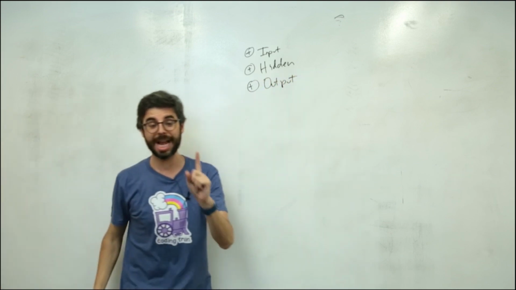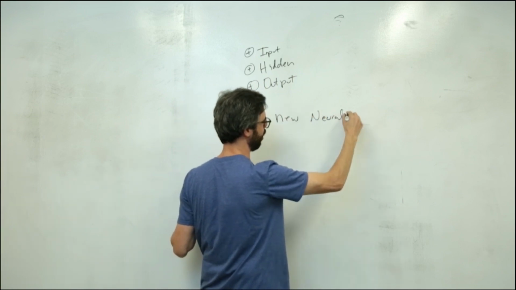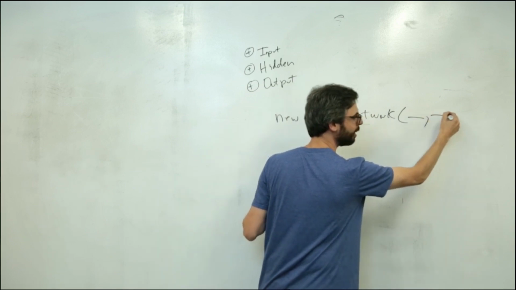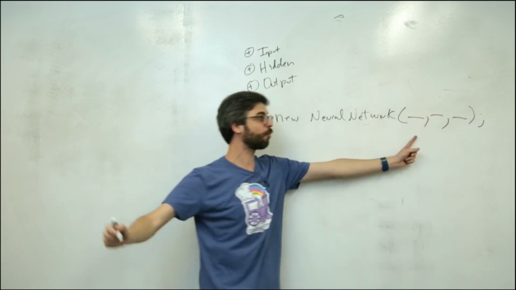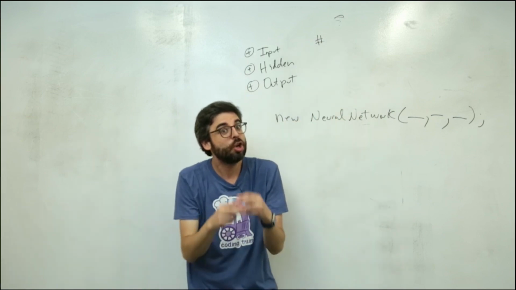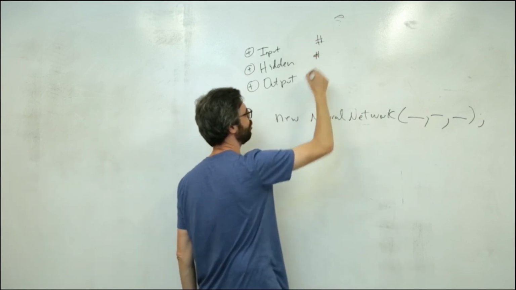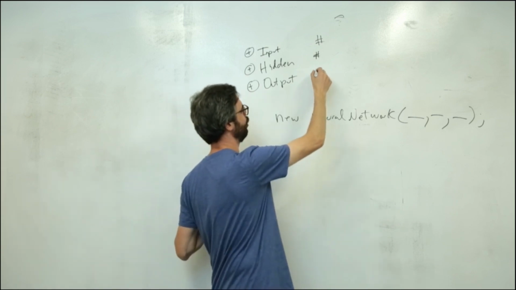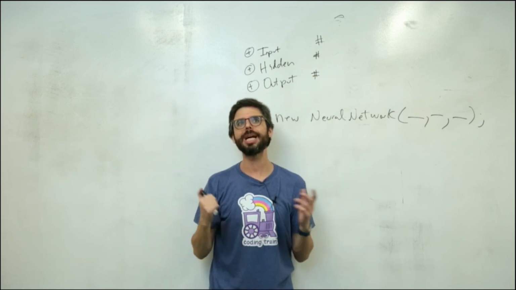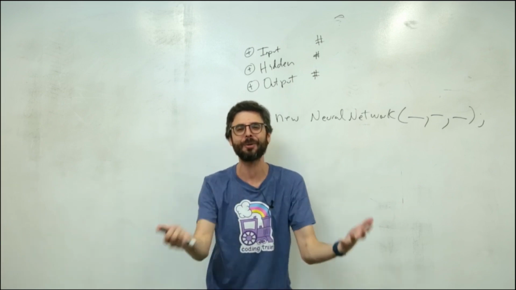So the way I want to design this library is I want to say new neural network, and I want to give it, can you see this? I think you can. I want to give it three arguments. The number of input neurons, let's just use the word neurons, the number of hidden neurons, and the number of output neurons.